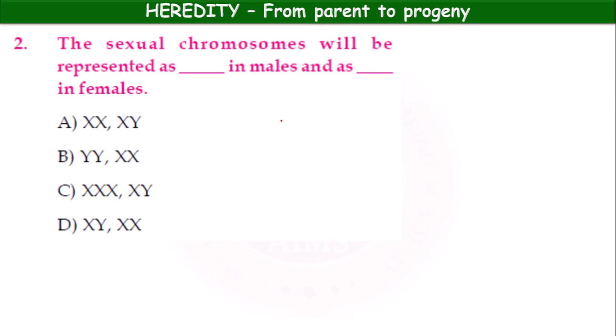The sexual chromosomes will be represented as dash in males and as dash in females. Okay. Option A, XX, XY, option B, YY, XX, option C, XXX, XY, option D, XY, XX. Okay, this is the option D. In males, it is represented by X and Y, whereas in females, homozygous, double X. Okay.